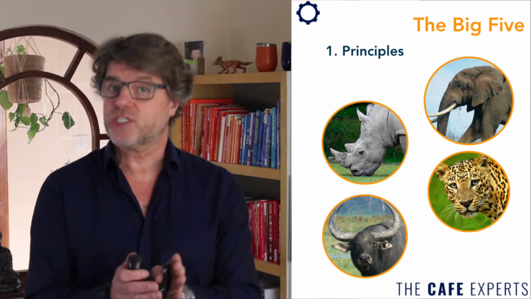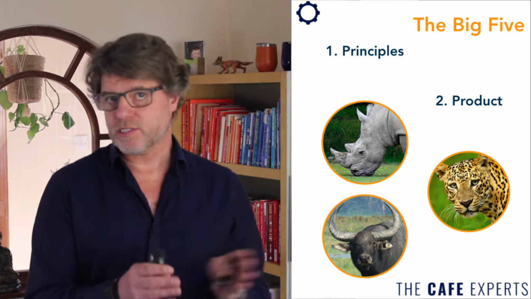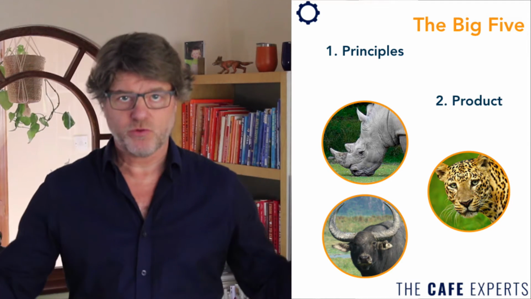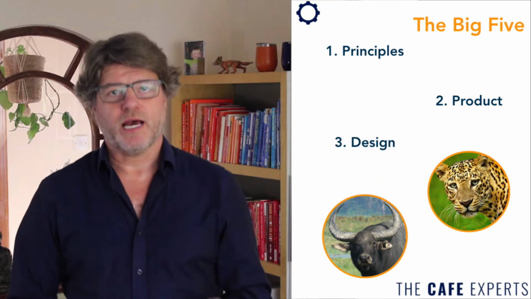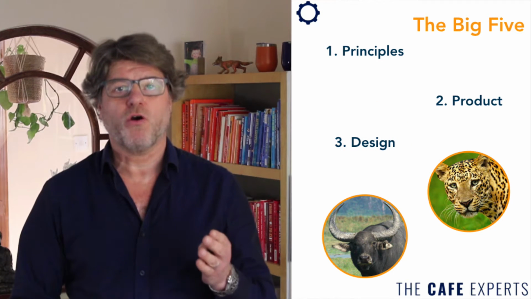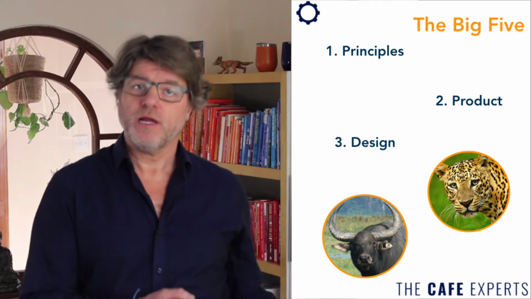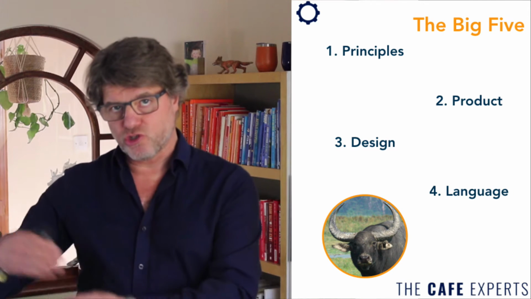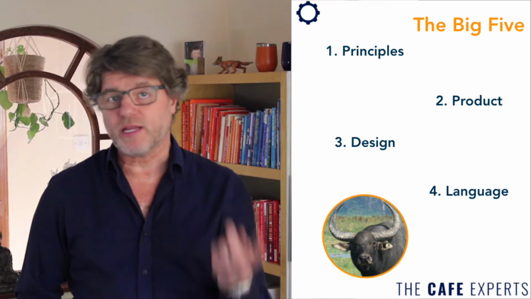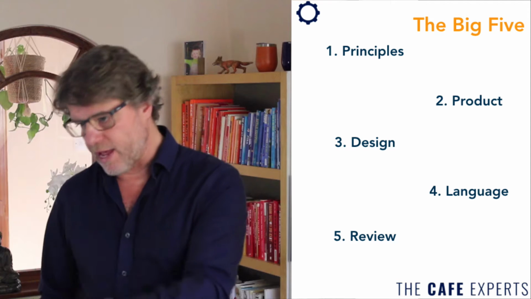Number 1 is the core principles, in terms of how you initially create it. Number 2 is the product that you sell. What I'm asking you to do here is to look at each individual time of the day and optimize that. And number 3 is the design. This is how you visually present on paper what your menu is going to look like. And number 4 is the language. You've got your design and then the language that you use to describe those products. Number 5 then is the review process that you go through to tweak and adjust and amend and analyze on an ongoing basis.